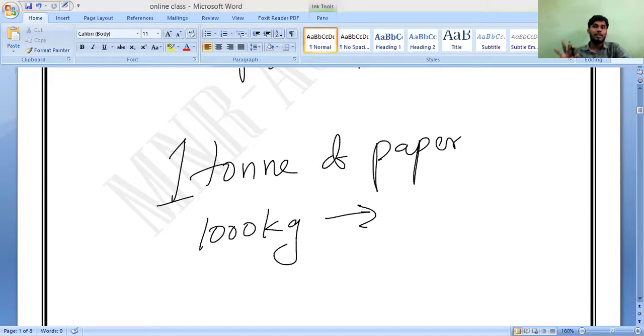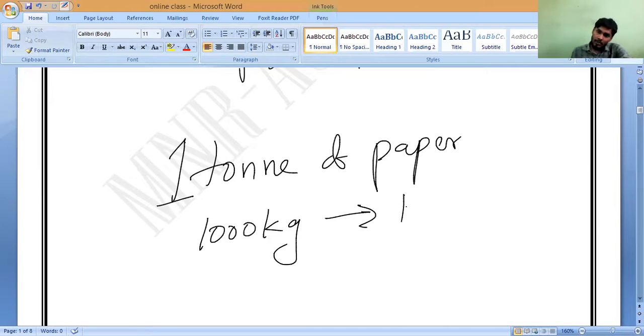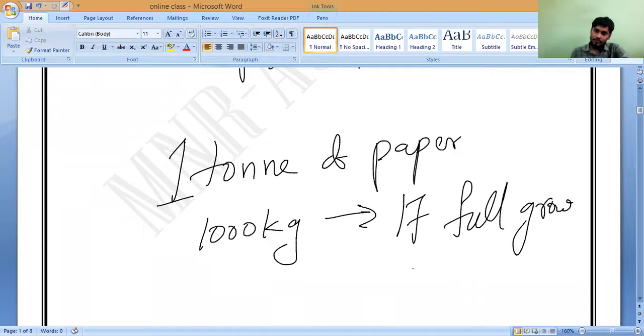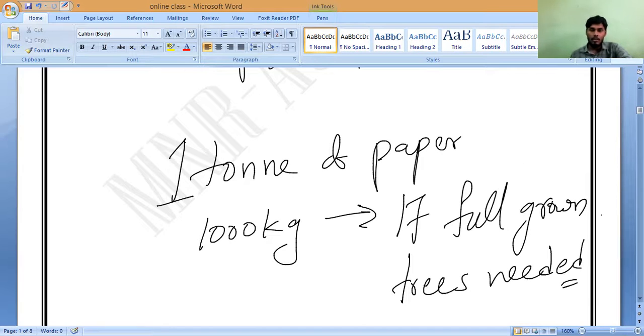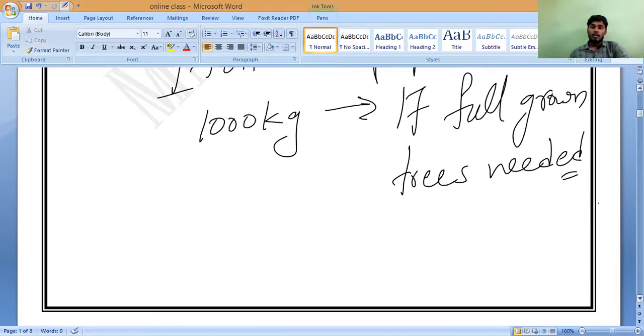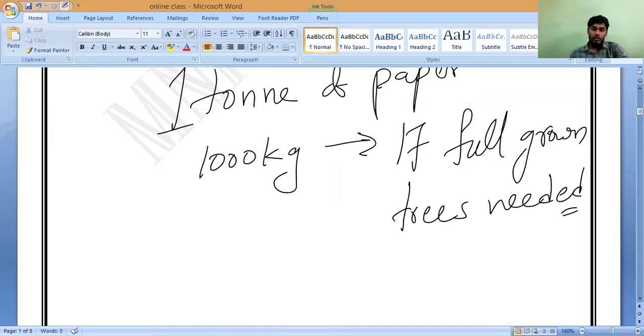So it is estimated that 17 full-grown trees are needed to make 1 ton of paper. For 1 ton of paper, how many trees are required? 17 full-grown trees. Understand, Hari? Chaitanya, note it down. Very, very important.